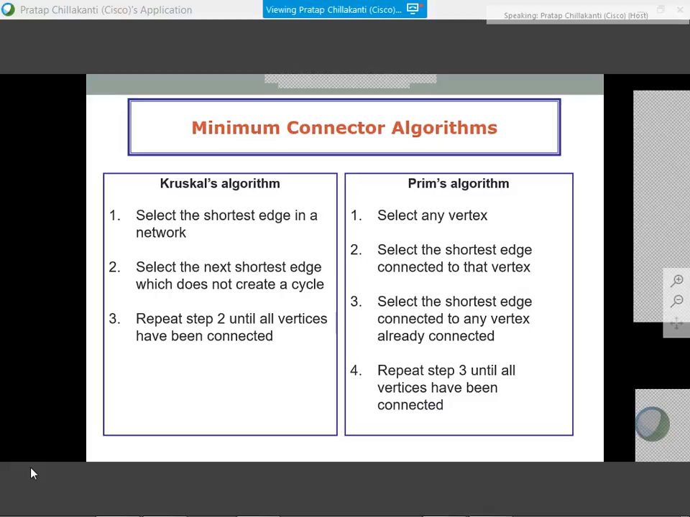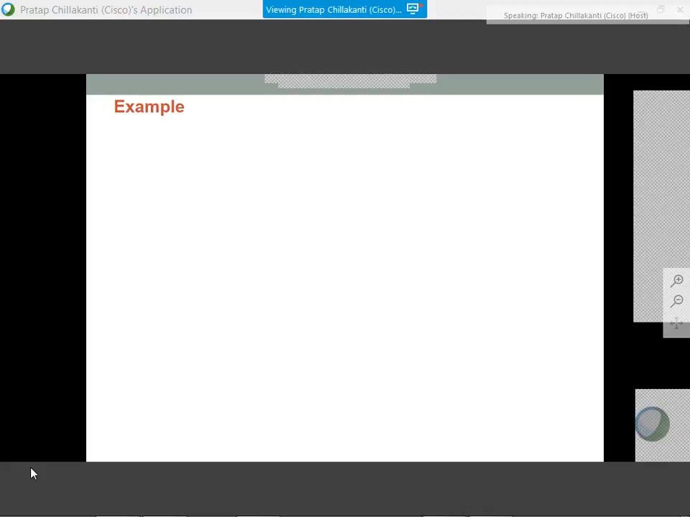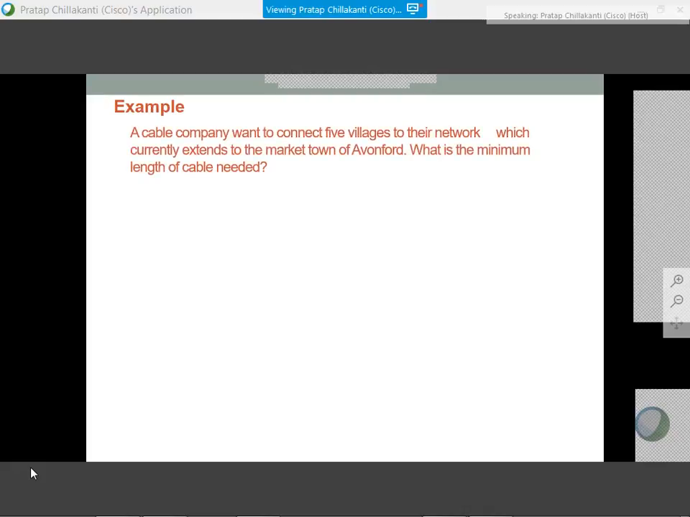Now, I think I have an animation of this. Yeah. So here is an example. A cable company wants to connect 5 villages to the network, similar to the example that you already solved. It has A, B, C, D, E, right? Here you are connecting. So what is the minimum length of the cable needed? Distance, basically, right?